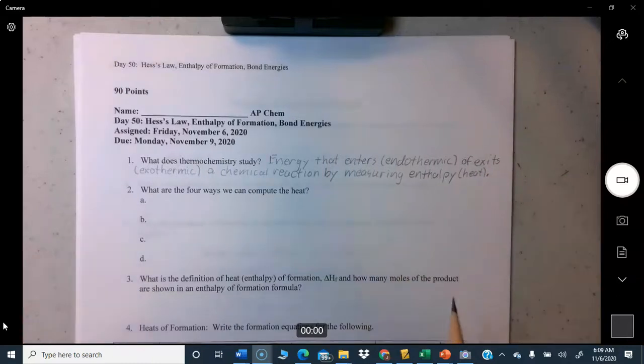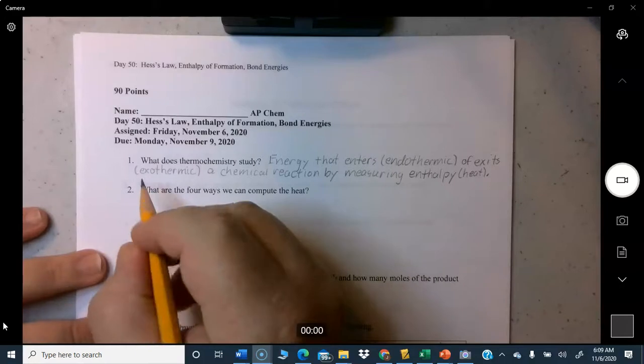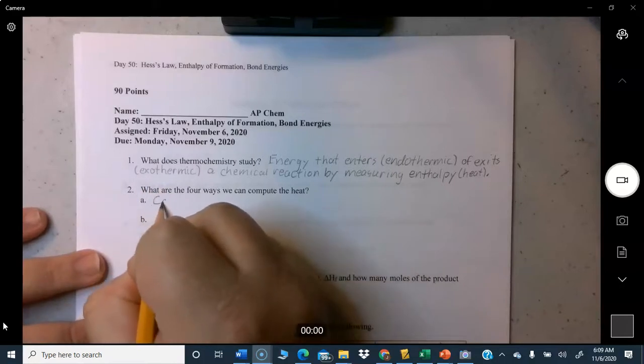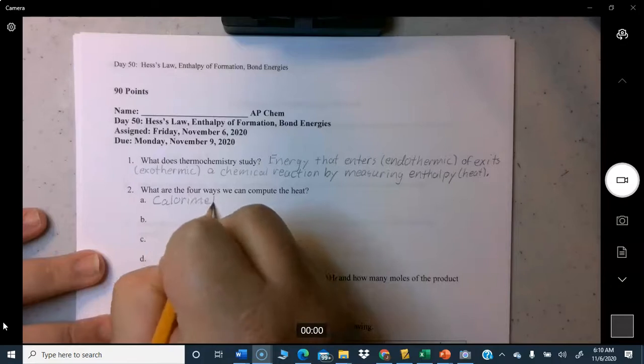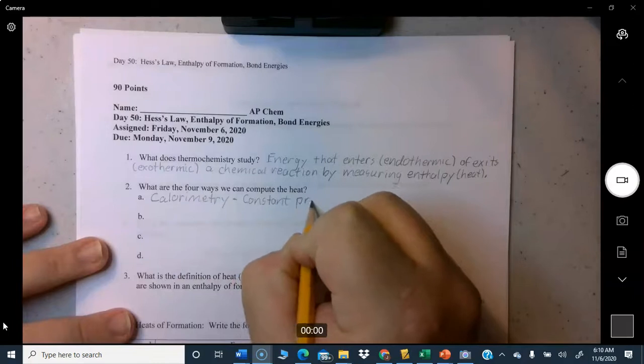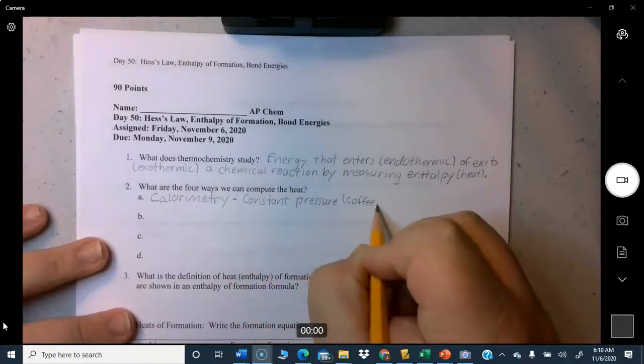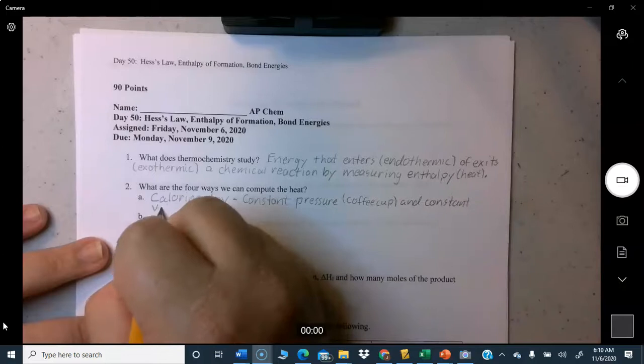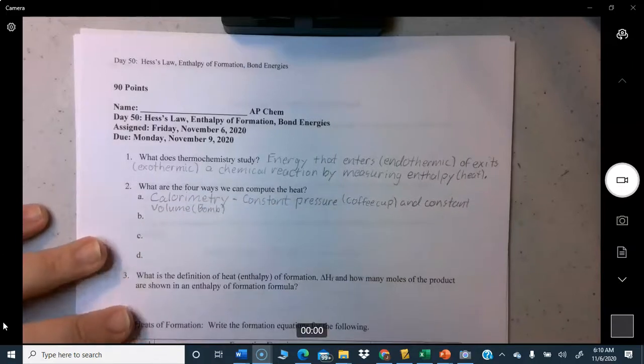Okay, so thermochemistry studies energy that enters, that's endothermic, or exits, exothermic, a chemical reaction by measuring the enthalpy, which is the heat. All right, so we want to know how to solve four types of problems with regard to this. Okay, so what are the four ways to compute heat? The first one is calorimetry, which we did do last week.